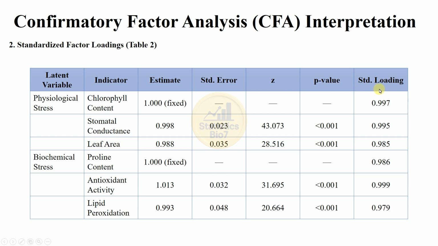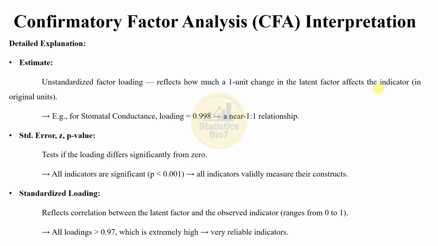The details explaining the standardized factor loadings in Table 2: the estimate is the unstandardized factor loading, which reflects how much a 1 unit change in the latent factor affects the indicator in original units. For example, the stomatal conductance loading is equal to 0.998, a near 1:1 relationship. The standard error, Z and P value test whether the loading differs significantly from 0. All indicators are significant, P less than 0.001, so all indicators validly measure their constructs.